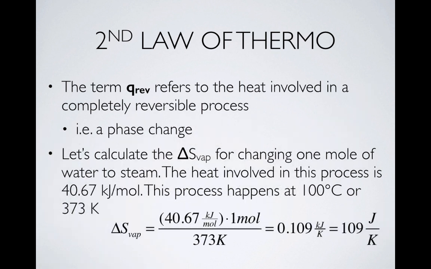So our delta S of vaporization is going to be 40.67 kilojoules per mole times 1 mole of material over 373 Kelvin, and we get a delta S of 0.109 kilojoules per Kelvin. Now, it turns out that entropy changes generally are fairly small when you compare them to the heat. And so what we usually do is we express our entropies in terms of joules per Kelvin rather than kilojoules per Kelvin. So our delta S of vaporization for water going to steam is 109 joules per Kelvin.